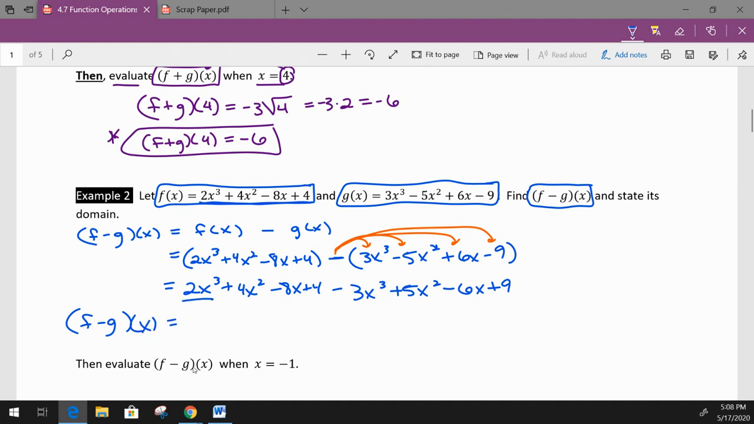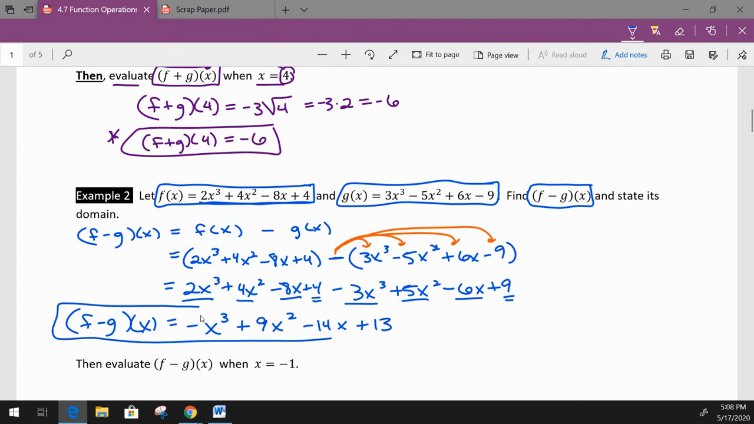So we've got our 2x to the third minus 3x to the third will be -1, or just -x to the third. You've got your 4x squared and 5x squared. They're both positive, so when we add them together, we get 9x squared. You've got a -8x and a -6x. Combined will be -14x. And then we have a constant of 4 and 9. When we combine those, we get positive 13. So this is our new function, f minus g of x. Since this is still a cubic function, which is one of the polynomial functions, our domain will just be all real numbers.